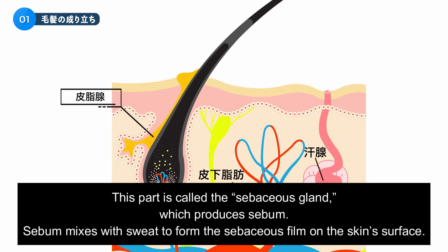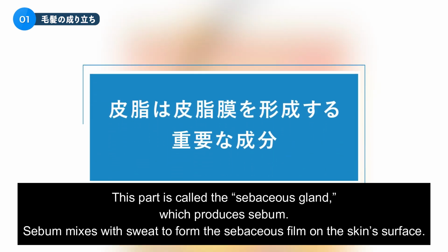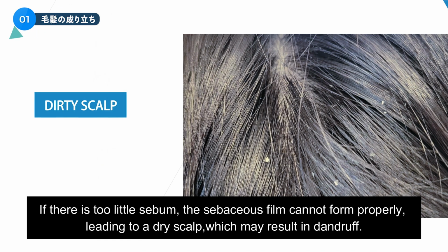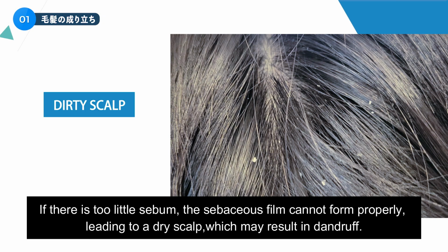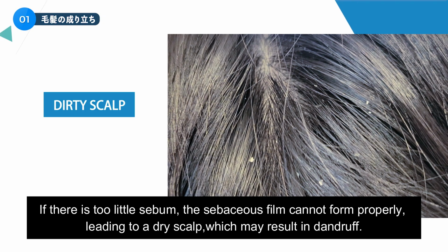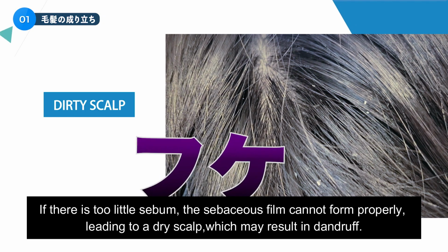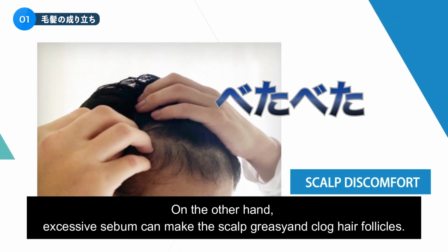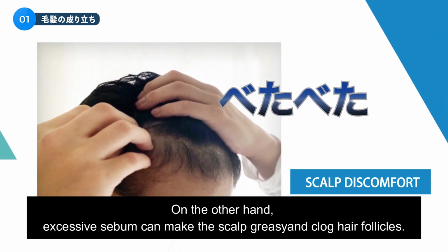Sebum mixes with sweat to form the sebaceous film on the skin's surface. If there is too little sebum, the sebaceous film cannot form properly, leading to a dry scalp, which may result in dandruff. On the other hand, excessive sebum can make the scalp greasy and clog hair follicles.